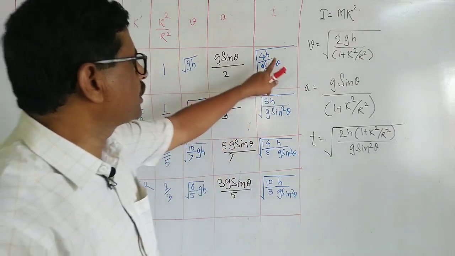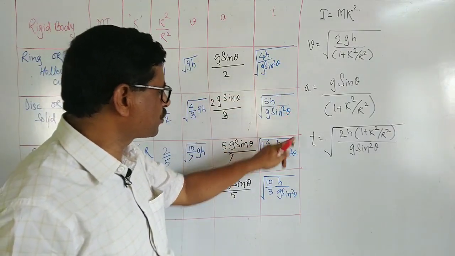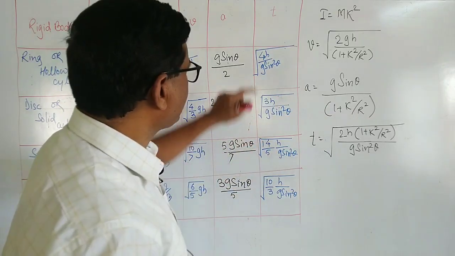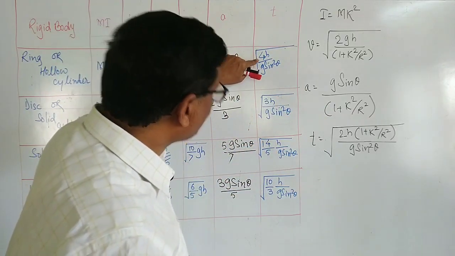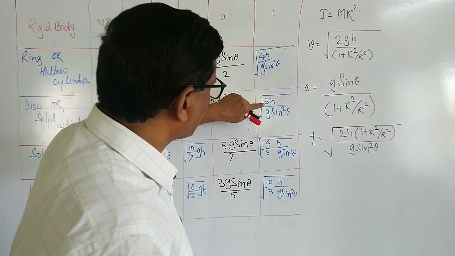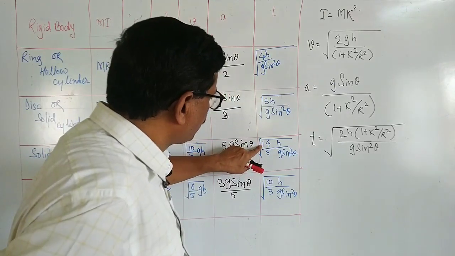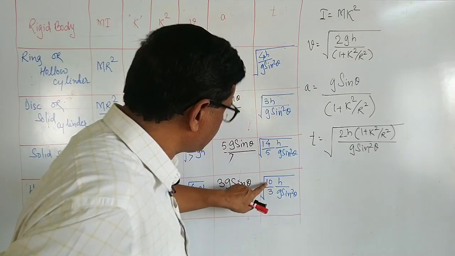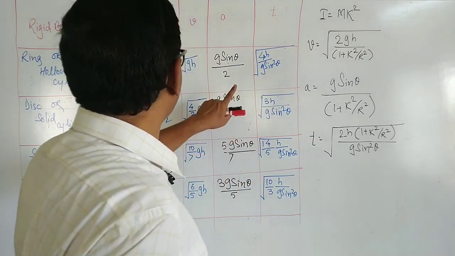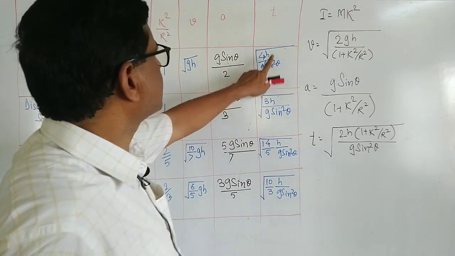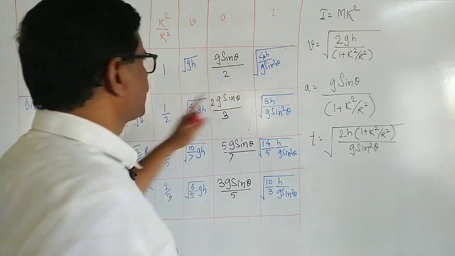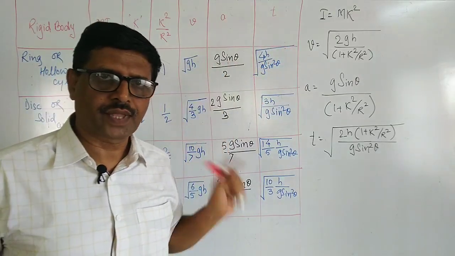H upon g sine square theta is common everywhere, but the factors are 4, 3, 2 point something, and 3 point something. Therefore, the time required for the ring is the maximum time.